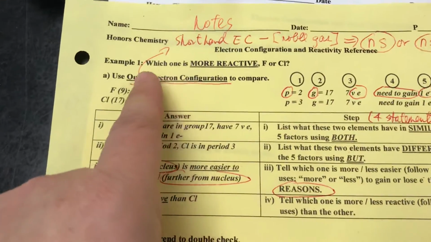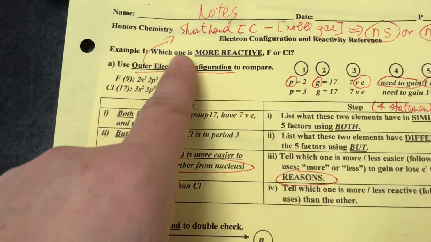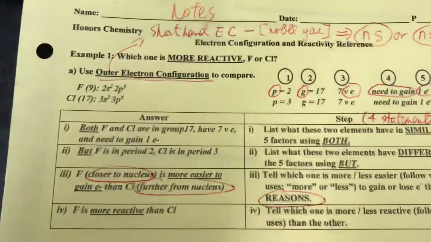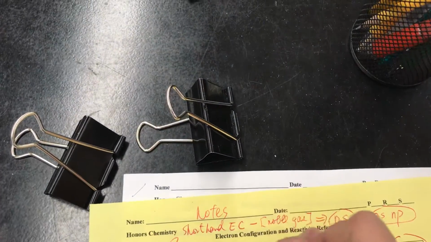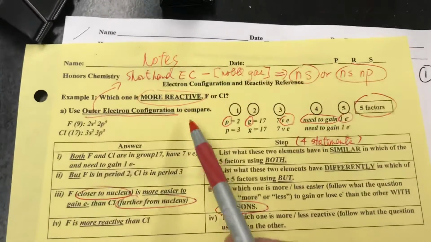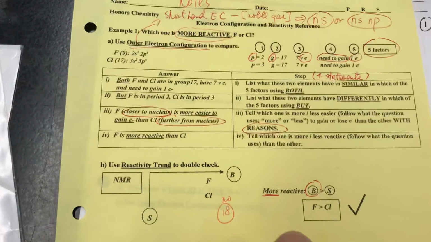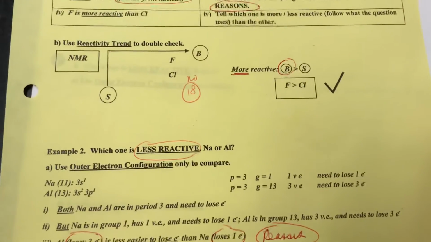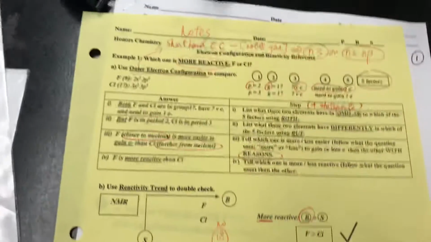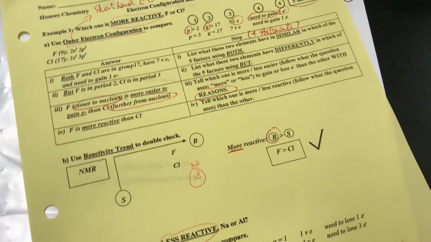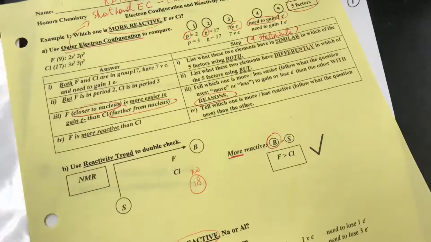So let's say question 1, which one is more reactive? Now, sometimes the question asks you more reactive, so make sure that I circle more reactive. Now why do I need to circle more reactive? If you go to the bottom, sometimes the question asks you what is less reactive. So you have to be really careful about which one you are looking for. You don't want to mess up and answer the wrong thing.